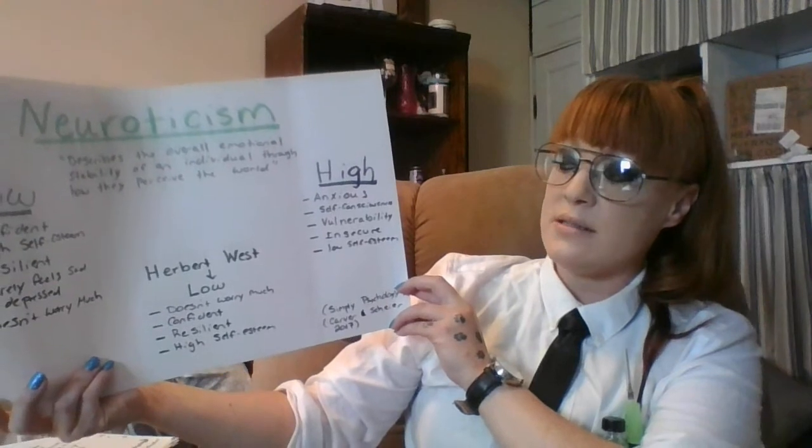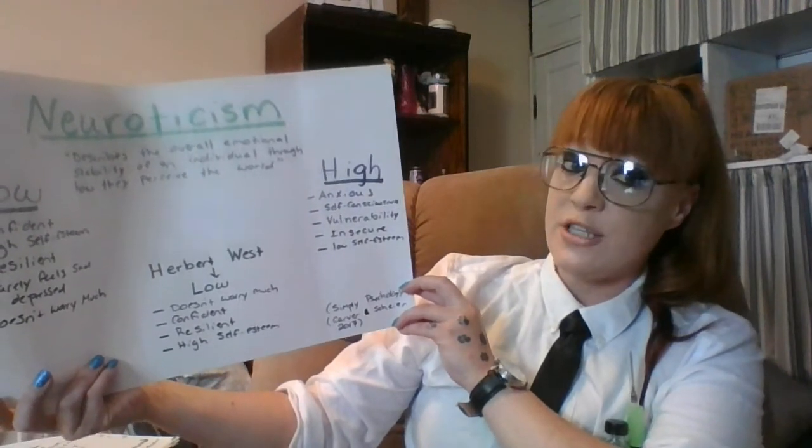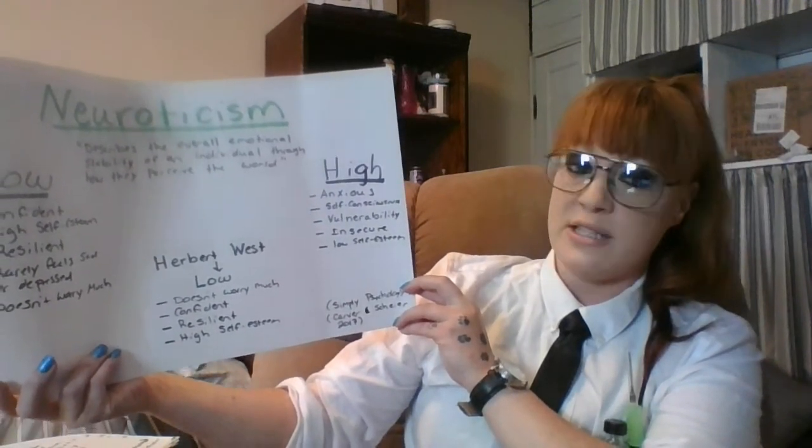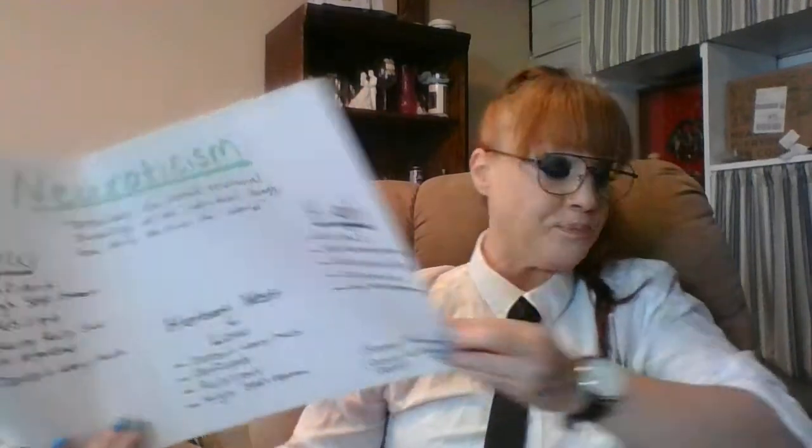I marked Herbert West low. He doesn't worry much. He's very confident in himself. He's resilient and has high self-esteem. So an example of high self-esteem would be in Reanimator, both the movie and the novelization. Again, Herbert thinks very highly of himself, and it's very obvious in all three movies and the novelization that he thinks highly of himself.